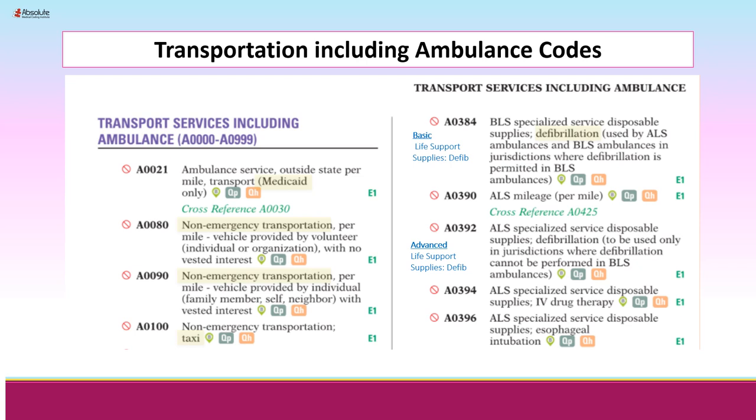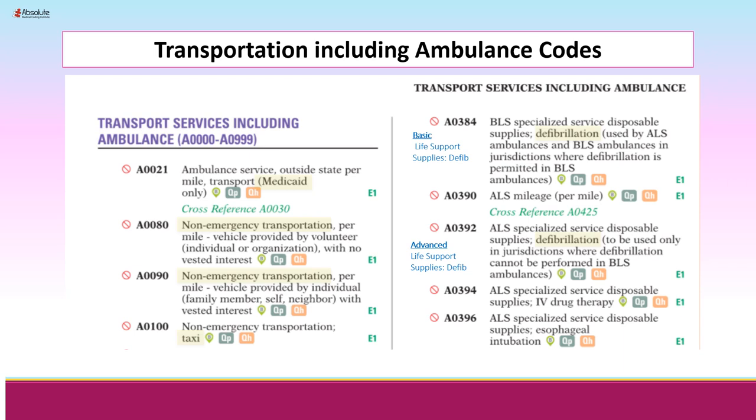Over there on the top of the page, we have A0384. That's the basic life support, specialized service disposable supply for defibrillation. So you use this for the basic life support when the defibrillation is separately reportable. We already went through A0390, of course. So let's take a look at A0392. This is the specialized service disposable supply defibrillation used for an advanced life support. This is when the jurisdictions where defibrillation cannot be performed in the BLS ambulances. So this one is particularly for ALS.